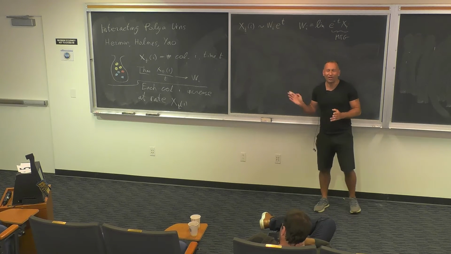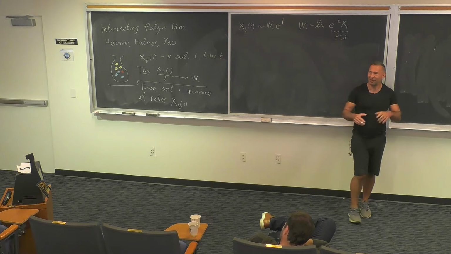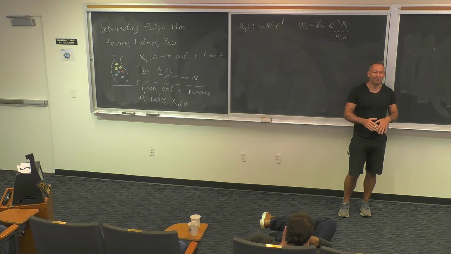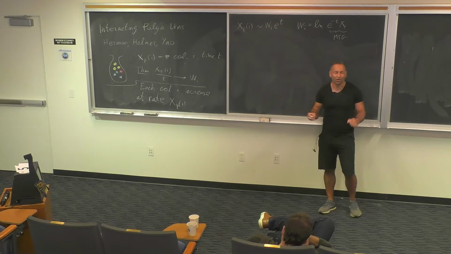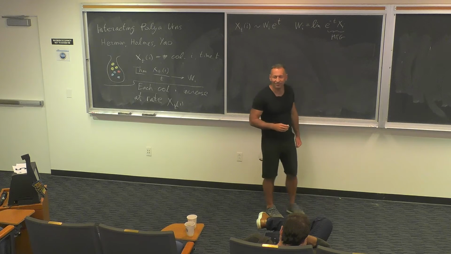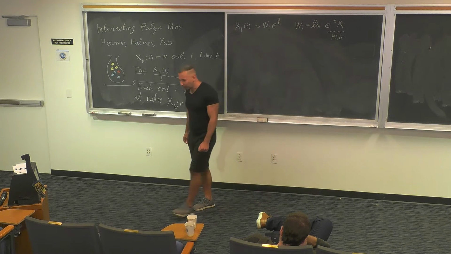But OK, so this is all very classic. You have the regular Polya urn, and all of the colors grow asymptotically. Each color will have some density, some fraction of the balls.